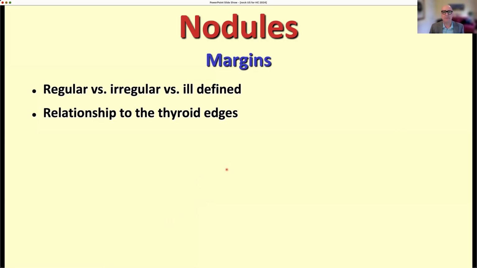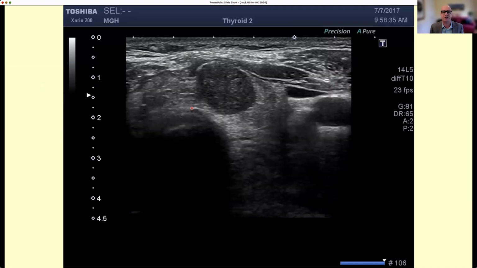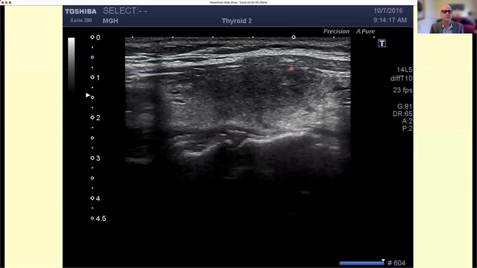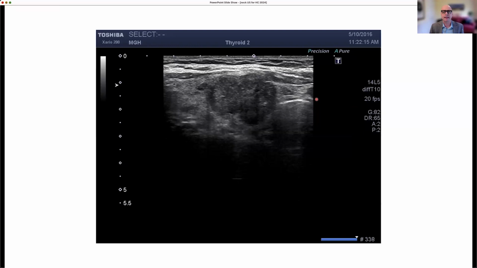Another pattern that is important to recognize is margins of the nodules. We do look at regular versus irregular versus ill-defined, and we need to distinguish the relationship of the nodule with the thyroid edge. So here, for example, we have a nodule that has regular margins, as opposed to a nodule with irregular margins, and a nodule with regular margins.